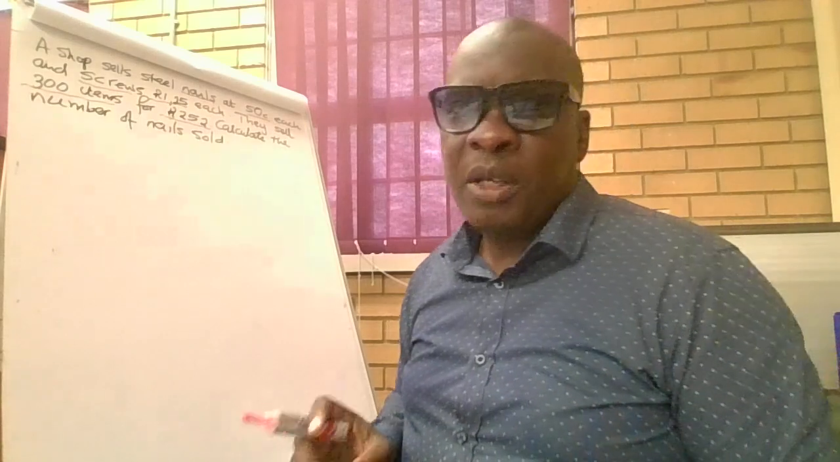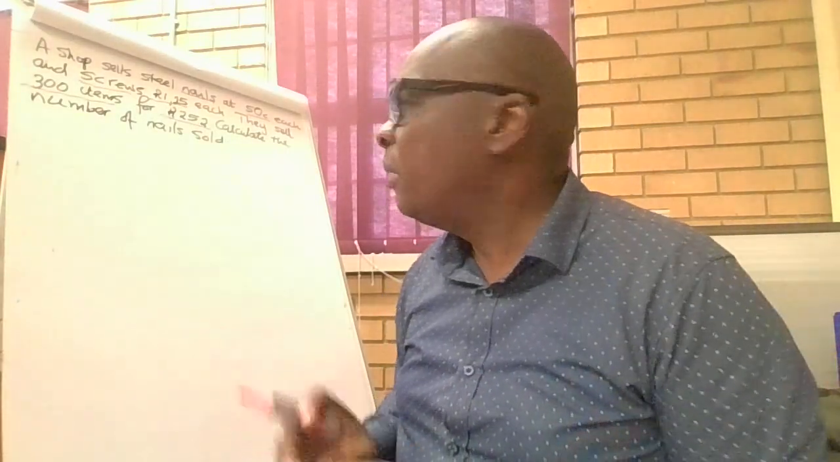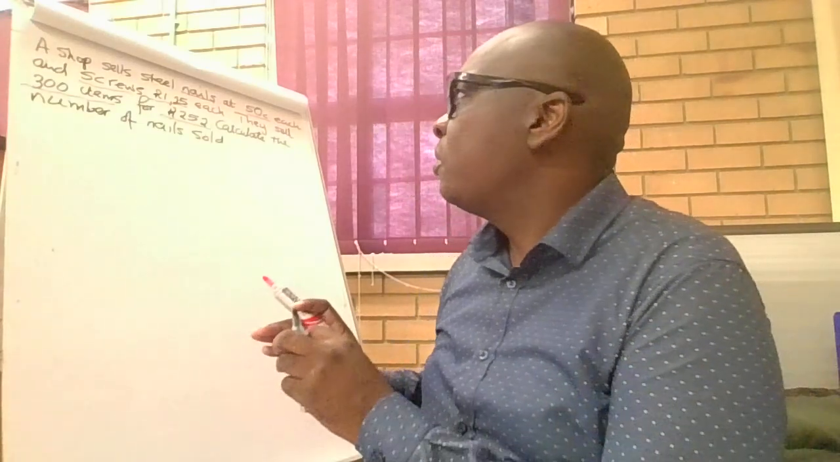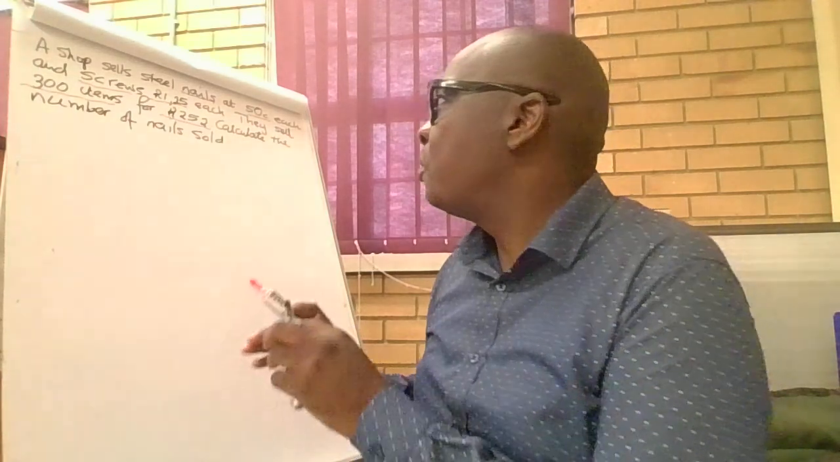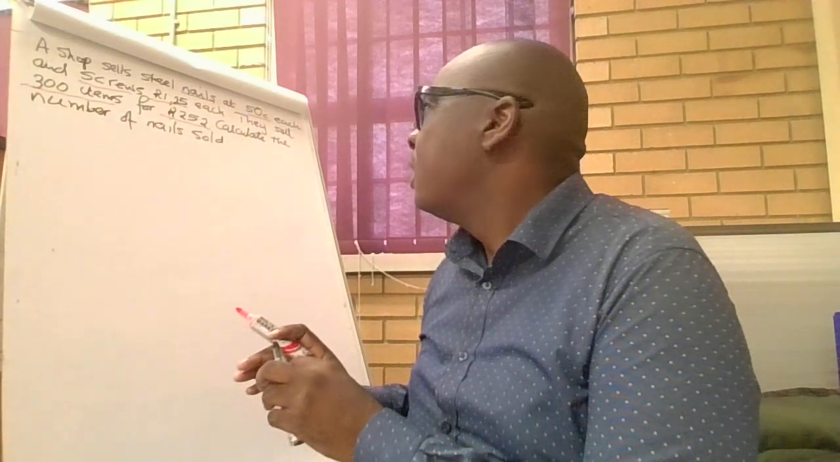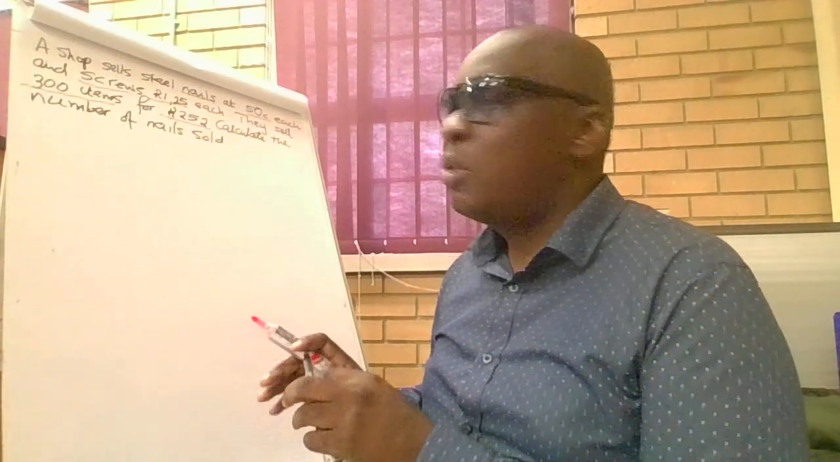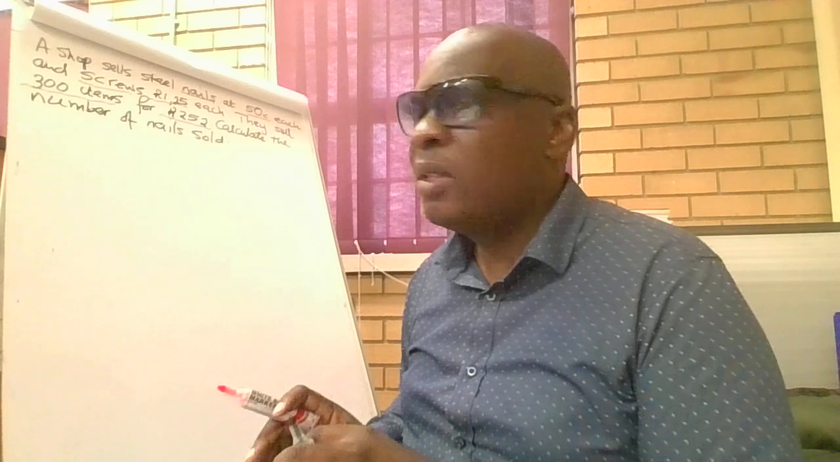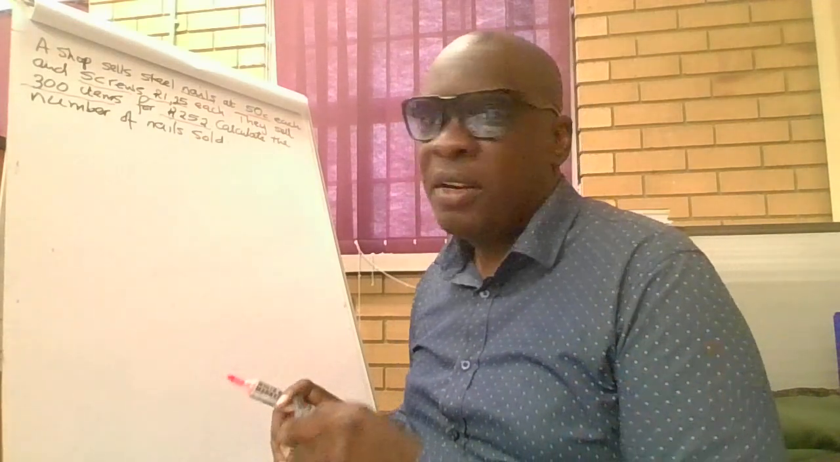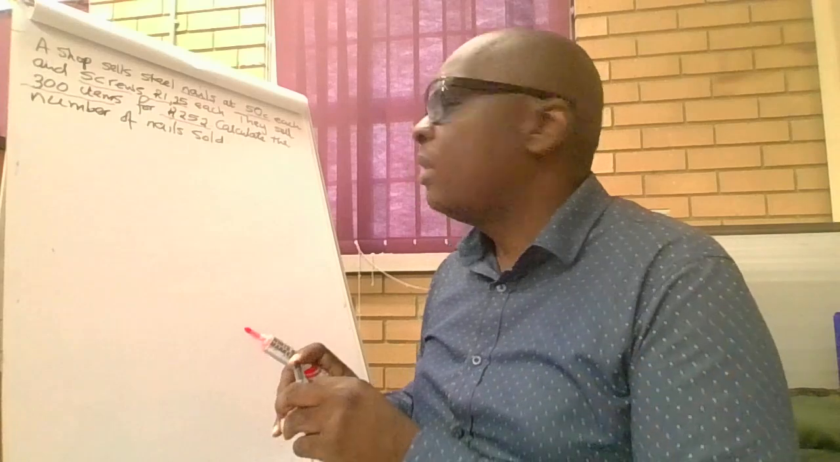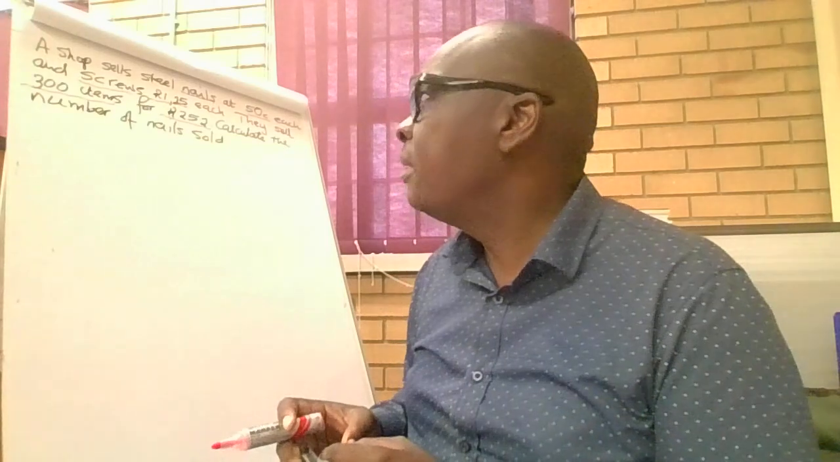So how are we going to calculate the number of nails sold? Maybe let's read the question again so we can get a bit of understanding. We're told a shop sells steel nails at 50 cents each and screws at 1 rand 25 each. They sell 300 items, so all in all they sold 300, that is nails plus screws. And then we are told that both the nails and screws that were sold cost 252 rands. So now we are required to calculate the number of nails that were sold. So how are we going to go about it?